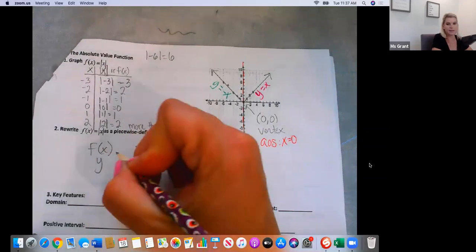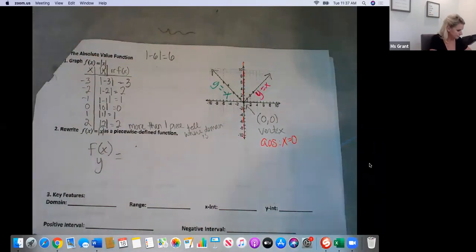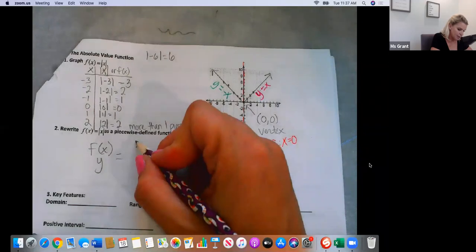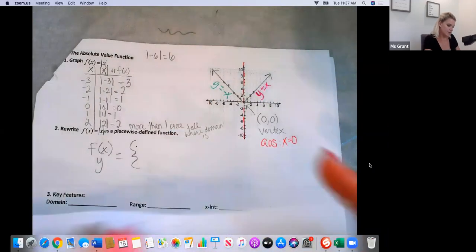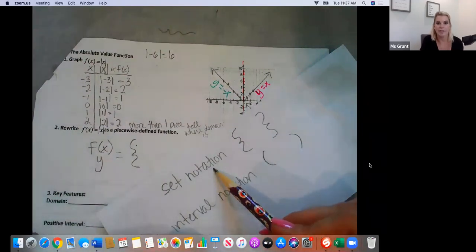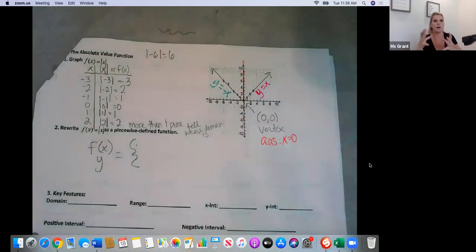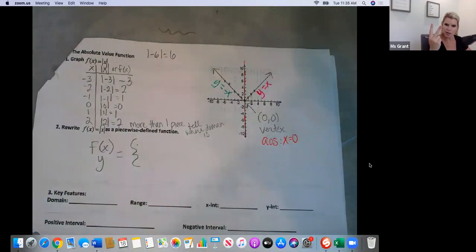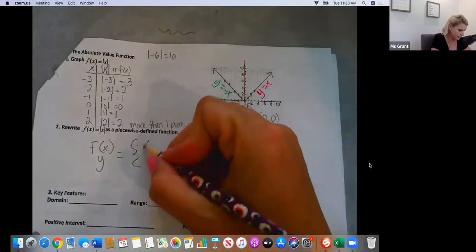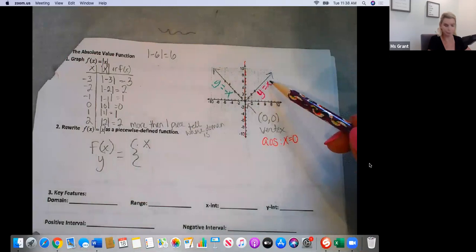f of x, remember, is the same thing as y. I'm going to stop writing y very shortly. I am going to put this in set notation. The reason I'm putting this in set notation is that I've got these 2 separate pieces that are individual on their own. Interval notation is when we're talking about many numbers or a large set of data. So my 2 equations, pink and green, right? Let's do the positive. When f of x equals x, when y equals x, that's my pink line.